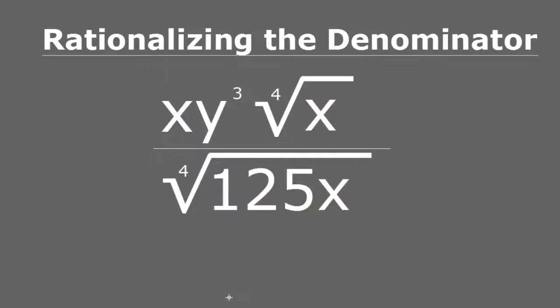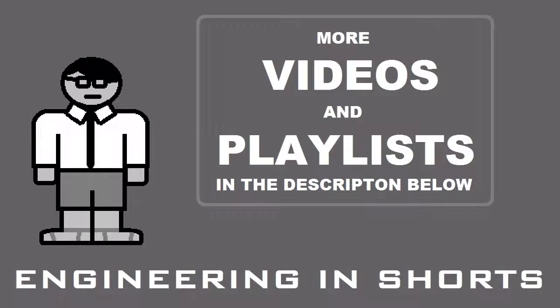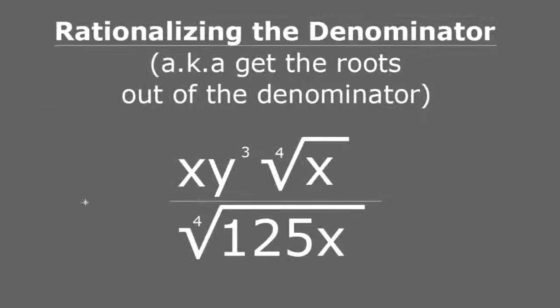The goal for this exercise is to rationalize the denominator, to get the roots out of the denominator. But what's particular about this exercise is that instead of having a square root on the denominator, I have a root of grade 4. This is the expression that we're going to try to rationalize to get the root out of the denominator.